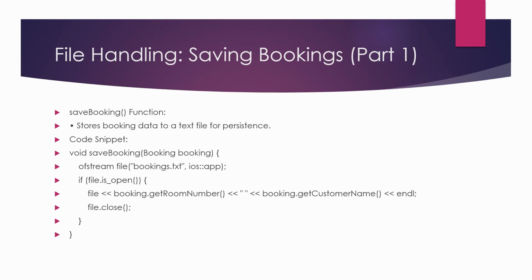Here's how we save booking information to a file. We use the ofstream class to open a file in append mode. When a new booking is made, we save the room number and the customer's name to a text file. This ensures that booking data is preserved even after the program ends.